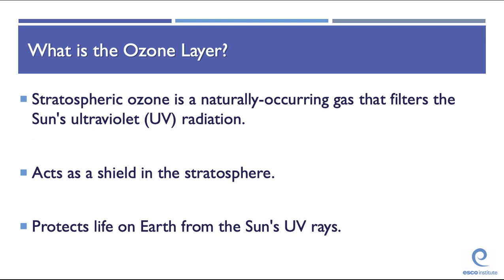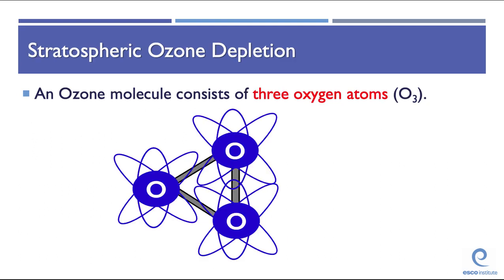Stratospheric ozone is a naturally occurring gas that filters the sun's UV radiation. It acts as a shield in the stratosphere. It protects life on Earth from the sun's UV rays. One ozone molecule consists of 3 oxygen atoms, which is O3, and protects us from harmful ultraviolet radiation and helps maintain stable Earth atmospheres.